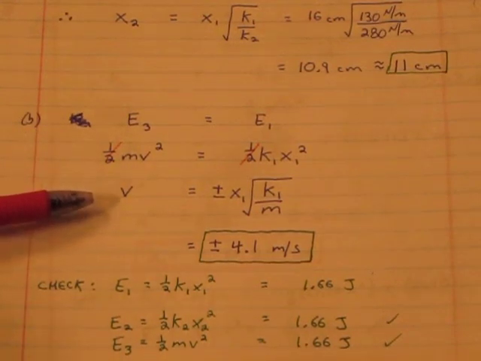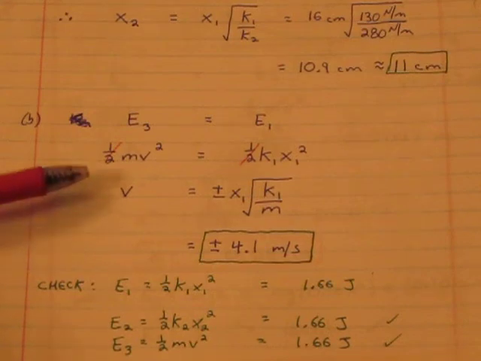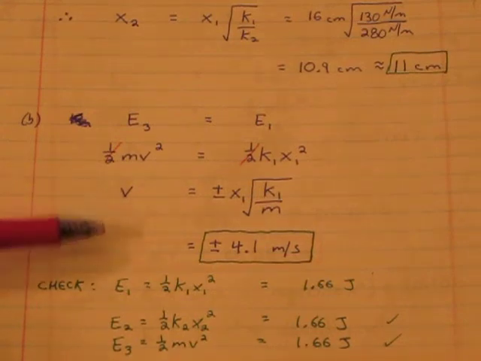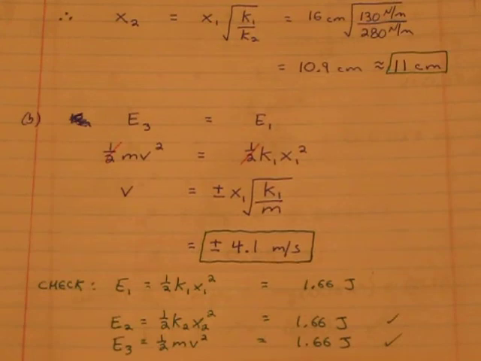So our maximum speed is plus or minus x1 times the square root of k1 over mass. Now the plus or minus just means it has two possibilities. It could be going to the right or it could be going to the left. But its speed as you solve for it is 4.1 meters per second.